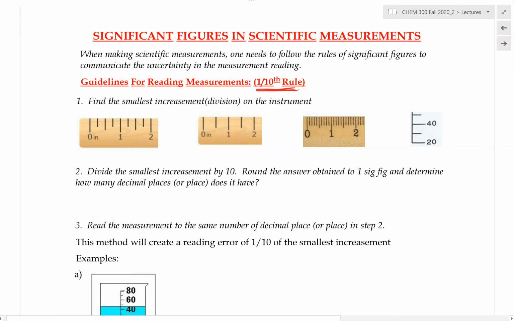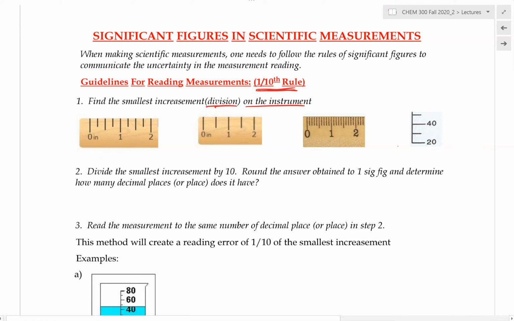The first step is to do the following. Find the smallest increment or the smallest division on the instrument. Every instrument that we use needs to have some sort of scaling on it, and based on the scale, we can find the increment. Here are some examples of scaling.